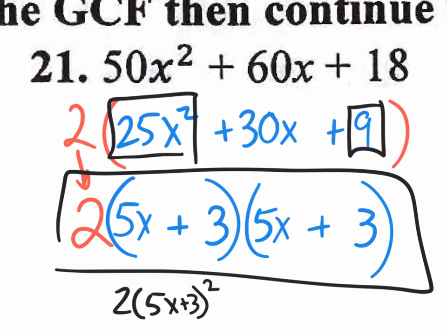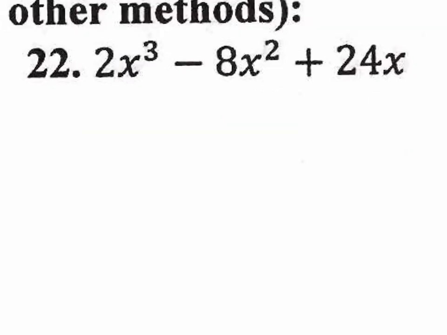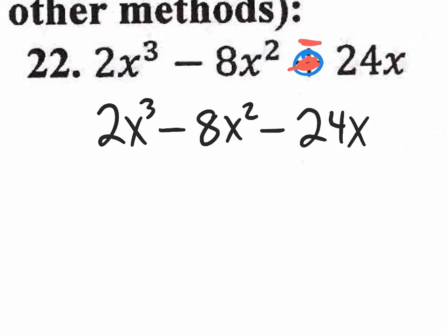I'm going to move on to number 22. Now, if you had the original copy, there was a typo on it. This plus should be a minus, okay? So that's not there. It should be a minus right there. Let me rewrite the whole thing. I apologize. Anyway, from there, let's pull out the GCF, which is a 2 and an x.